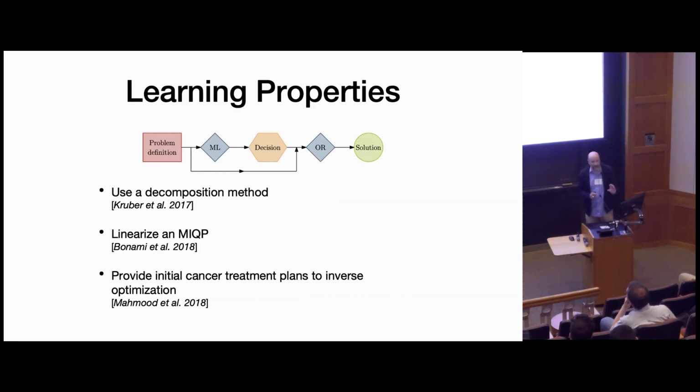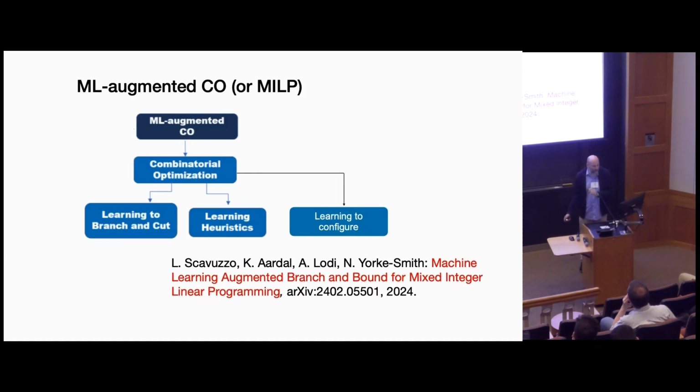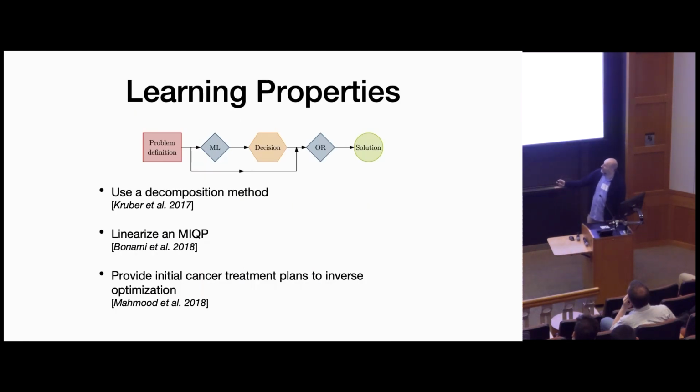The two fundamental building blocks that have been explored in this direction are what we call learning properties. In the idea of learning properties, instead of replacing combinatorial optimization completely, the idea is to say, well, maybe machine learning could be useful for orienting the way in which the discrete optimization, MIP, OR, whatever you want to call it, algorithm is going to run afterwards. This is learning properties, or learning to configure, in the previous slide.